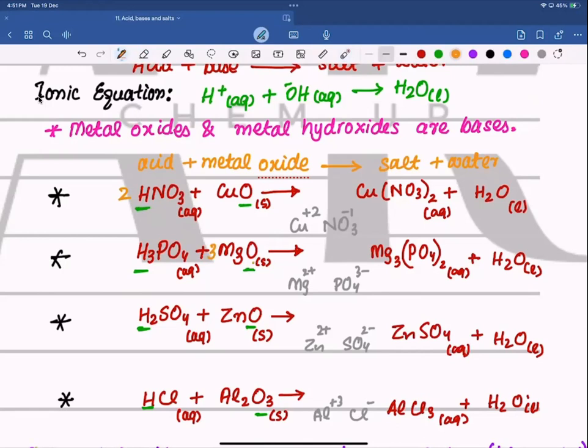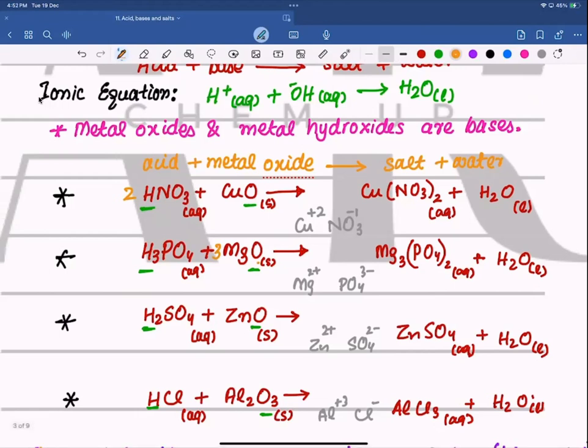So how many oxygens are there now in magnesium oxide? 3. And in water, how many oxygens are there? 1. So I just put a 3 over here. See, the equation is balanced. No, one minute. Yeah, the hydrogens are still not balanced. Here we have 6 hydrogens, so I am going to put a 2 over here, which balances the hydrogen and the phosphate ion. What about the third equation? Is it balanced or do we need to balance it? It's balanced, right? Yes.